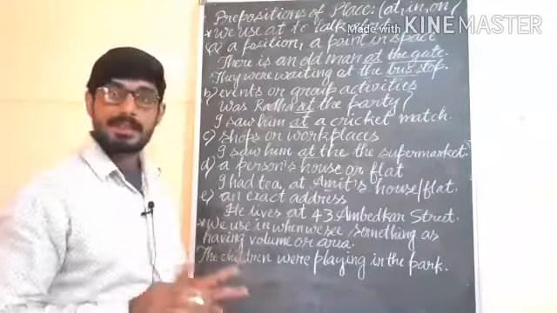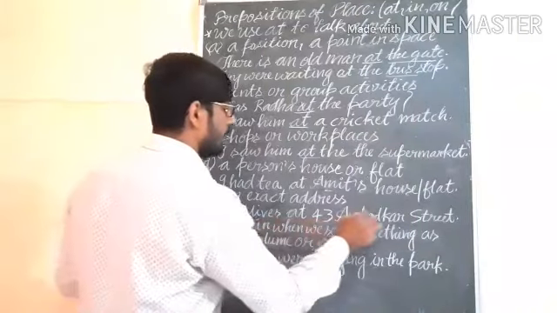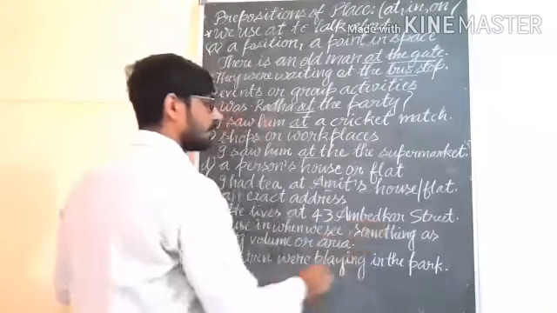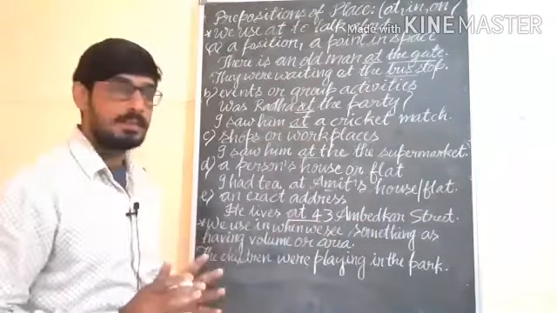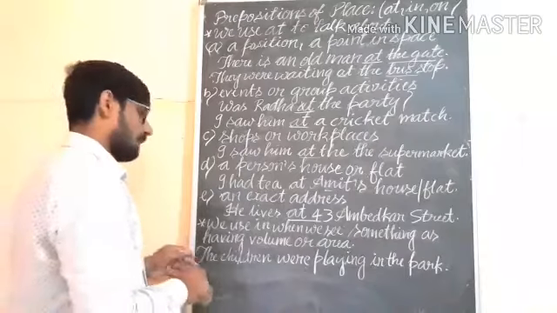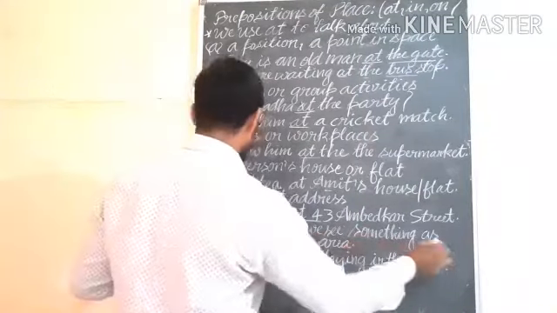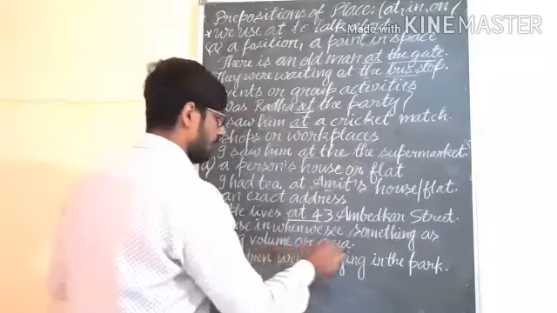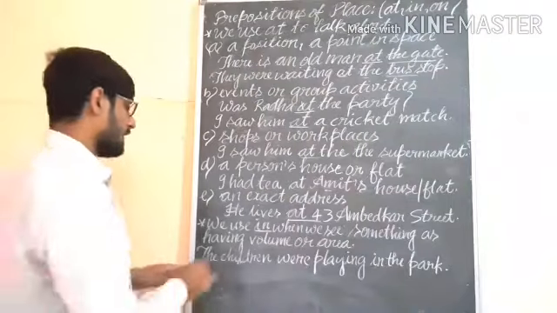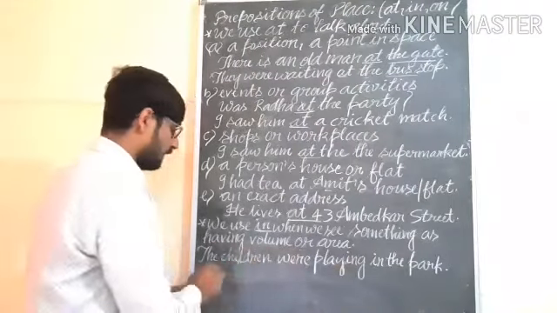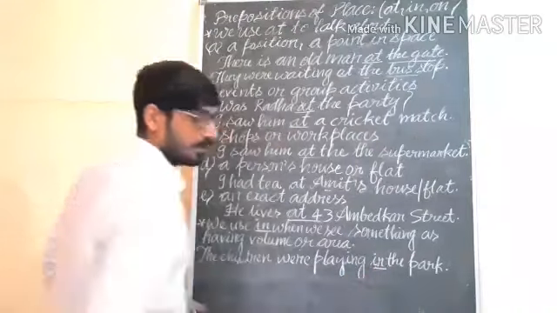For an exact address we use at. He lives at 43 Ambedkar Street. We are using at for an exact address. We use in when we see something as having volume or area. The children were playing in the park. Understand?